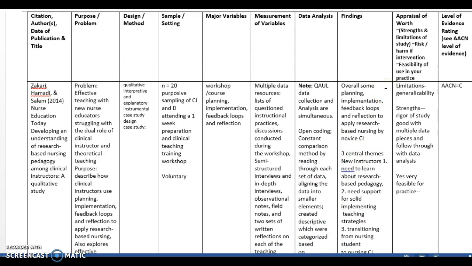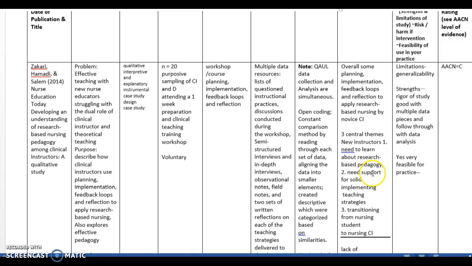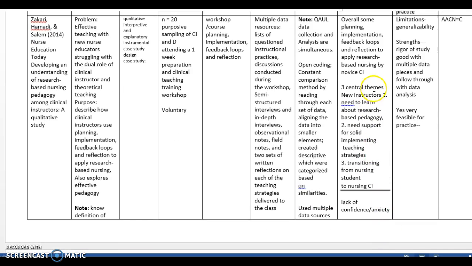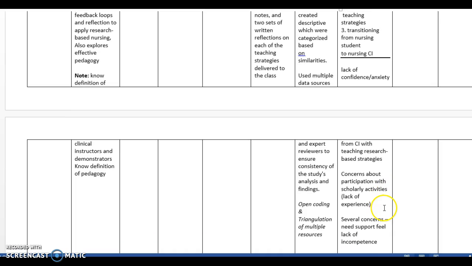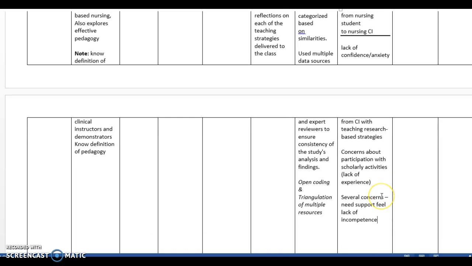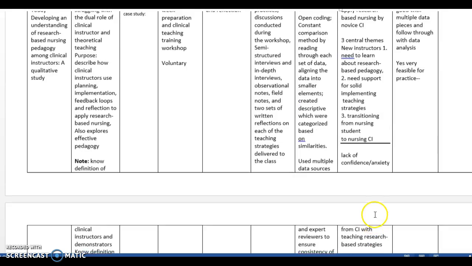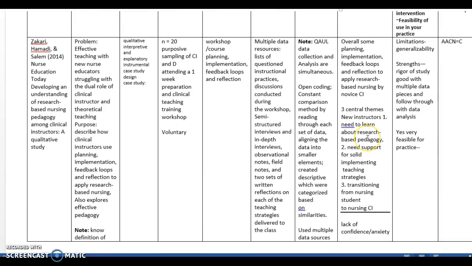So overall, there is some planning, there is some implementation, feedback loops, etc., that is done by these novice instructors. But there's some issues. They have some concerns. They have a lack of confidence and anxiety from teaching research-based strategies. They have concerns about participation with scholarly activities. There's lack of experience. Totally understanding. And some of them talked about they feel the need for support. There's a lack of competence. And on the other end, these guys need some help and support, and the workshop was set up to do that.